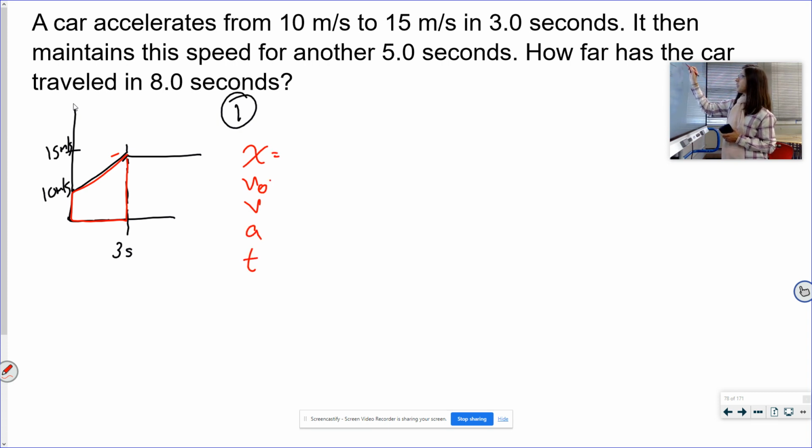We don't know the position. The initial velocity is 10. The final velocity is 15. We don't have the acceleration at this time. We do have the time of 3 seconds.